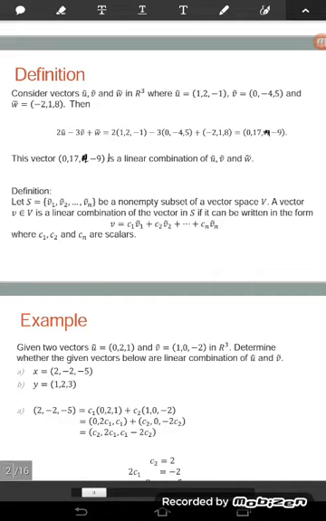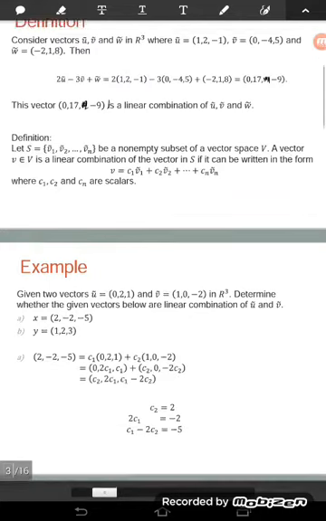Okay. So maksudnya vektor V ni boleh ditulis dalam bentuk satu pemalar darabkan dengan V1 tambah satu lagi pemalar darab V2 tambah dan seterusnya sampai lagi satu pemalar darabkan dengan Vn. So kita boleh kata V ni adalah linear combination daripada vektor dalam S. Okay.